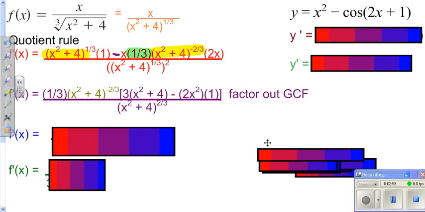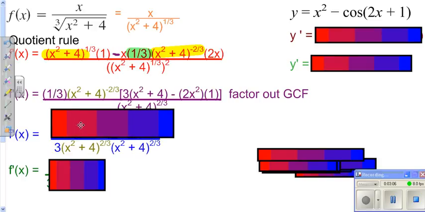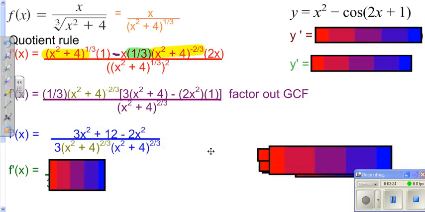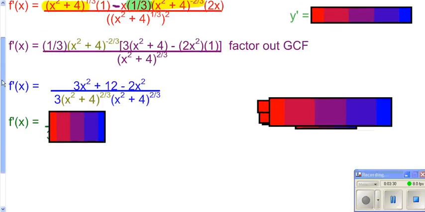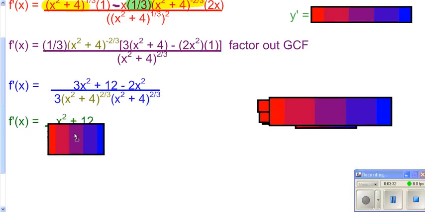Well, as we look here, this 1/3 causes us to get a 3 in the bottom. This right here is a negative exponent. It goes down into the bottom, becomes a positive exponent. So then all we have to do is just work with what's in the brackets here. Get rid of the parentheses, distribute through. Now all we're going to do is go ahead and collect our like terms. On top gives us an x squared plus a 12.